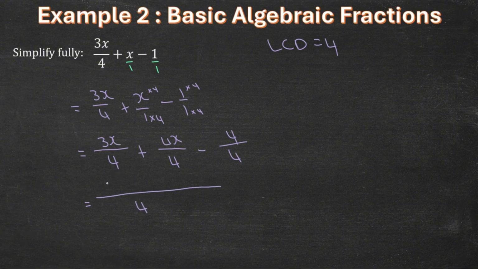Now let's add the numerators. 3x plus 4x minus 4. I've got x in this term, I've got x in this term, and not in this term. So I can combine these two terms. So 3x plus 4x gives us 7x minus 4 over 4. But be careful, don't go and cancel these 4's. Why not? Because we have two terms at the top, this 4 and this 7x, and we are not allowed to cancel individual terms in a fraction. So this is my final simplified answer.